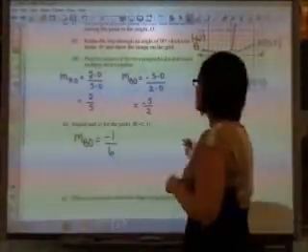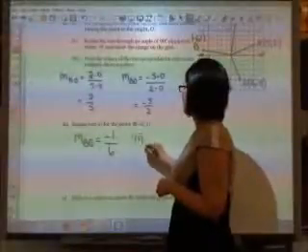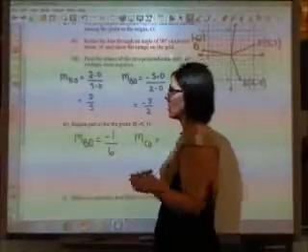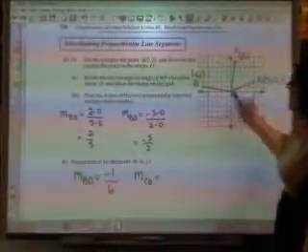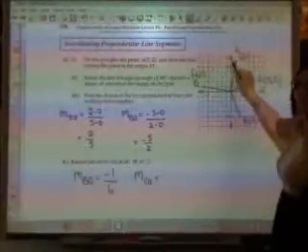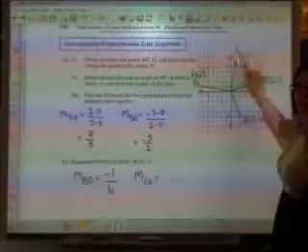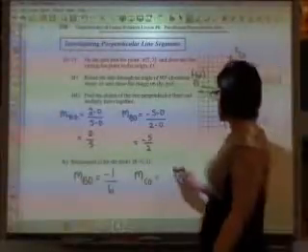If I look at the slope of the other line, we'll call it CO. So this is my point C. What's my rise? 6 up, and my run is 1 to the right.